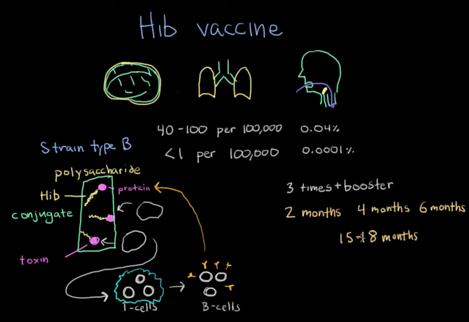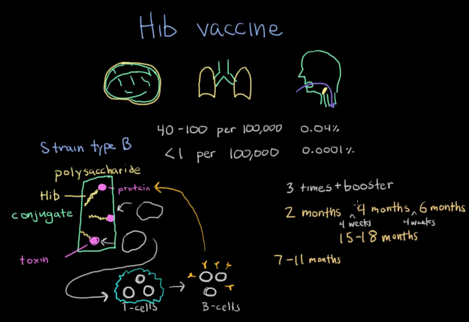Now, what if the patient actually misses one of these doses? What if the child is about 4 months old? Well, that's okay. You can start the dosing at 4 months and then just have an extra dose 4 weeks from then. So if the child gets the first dose at 4 months, they should receive the next dose at 6 months, and then the next dose at 8 months, and then follow up with a booster at 15 to 18 months.